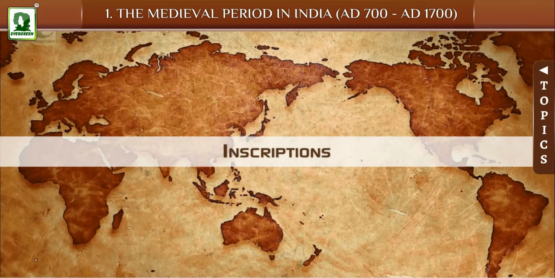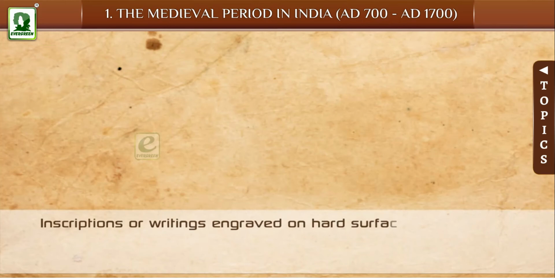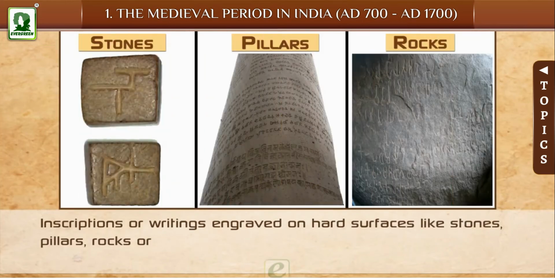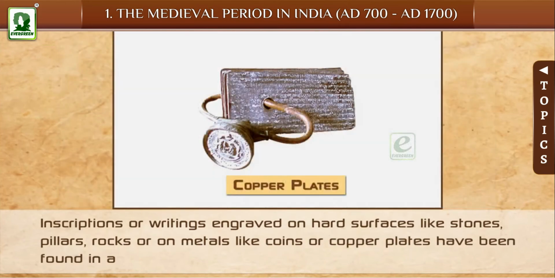Inscriptions. Inscriptions or writings engraved on hard surfaces like stones, pillars, rocks, or on metals like coins or copper plates have been found in and around many South Indian temples.